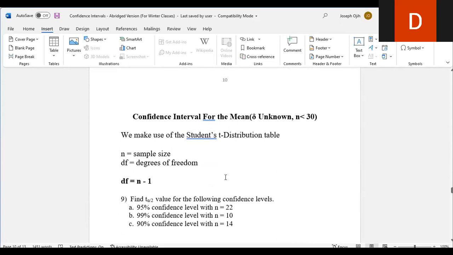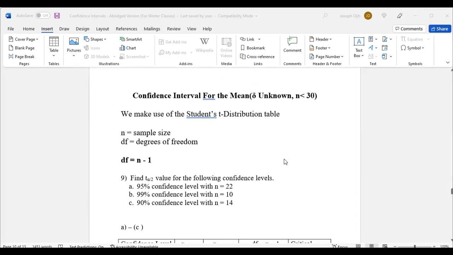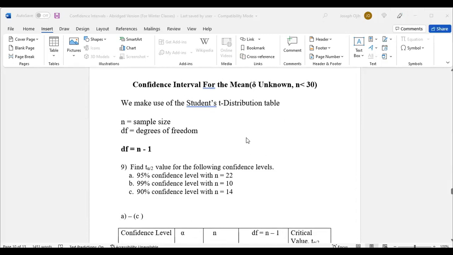Now, when we say that it is a small sample, if the sample size is less than 30, when it's less than 30, we say that it's a small sample. So in that case, we use a slightly different formula to find the confidence interval for the mean. This section is entitled confidence interval for the mean for small sample.